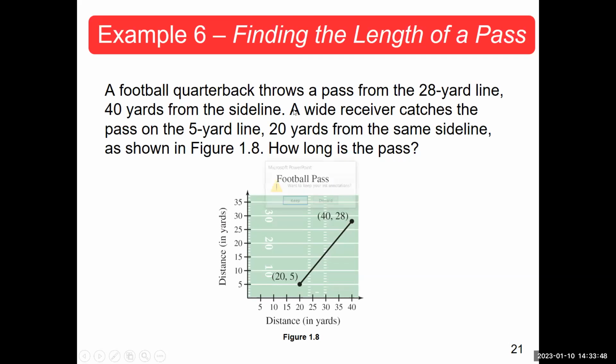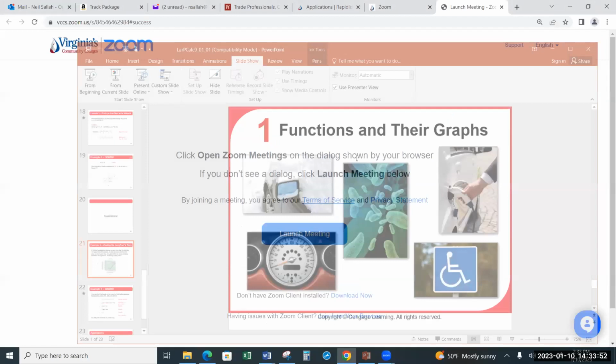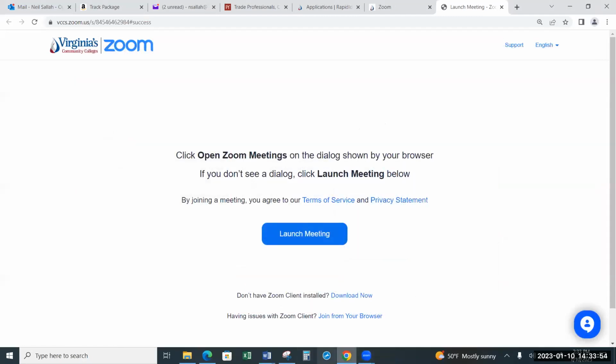Okay, I'm not going to do the applications. Section 1 is over. Go to section 2.